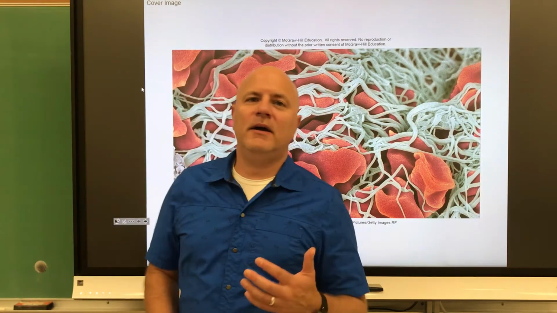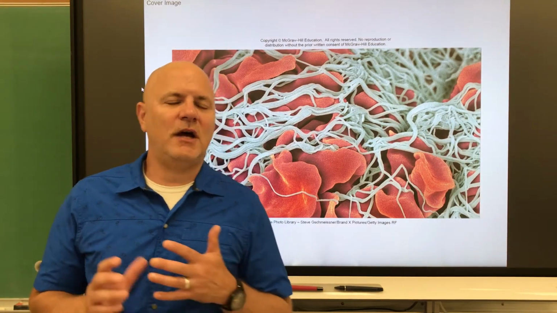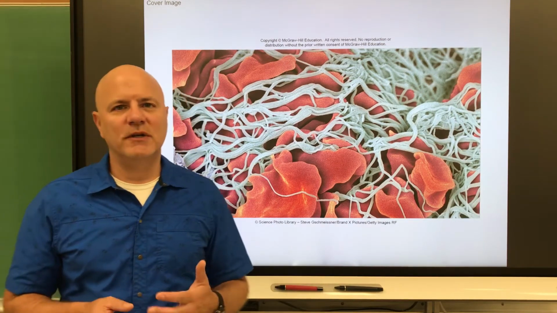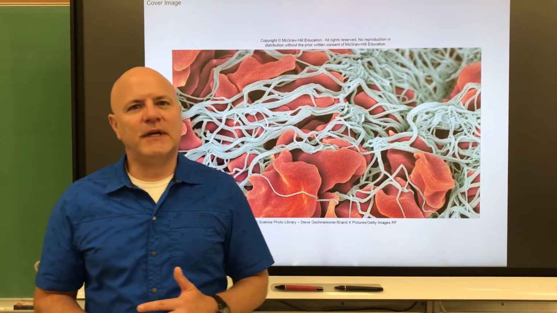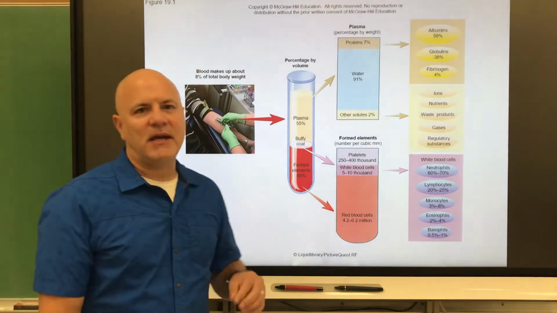We're going to start Chapter 19 in Bio 158. And Chapter 19 starts our cardiovascular system chapters. And this chapter deals with blood. So let's first look at the composition and functions of blood. So this is looking at the composition of blood.